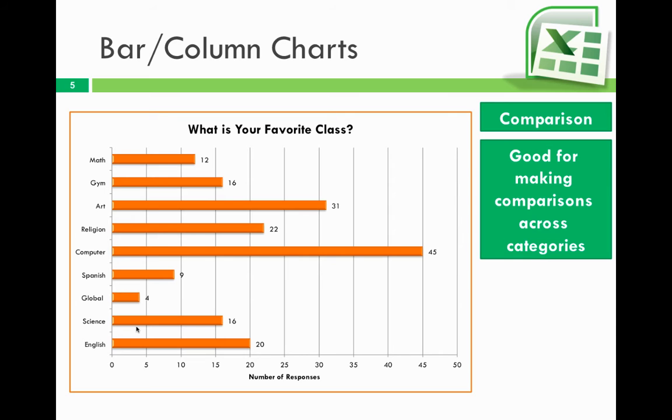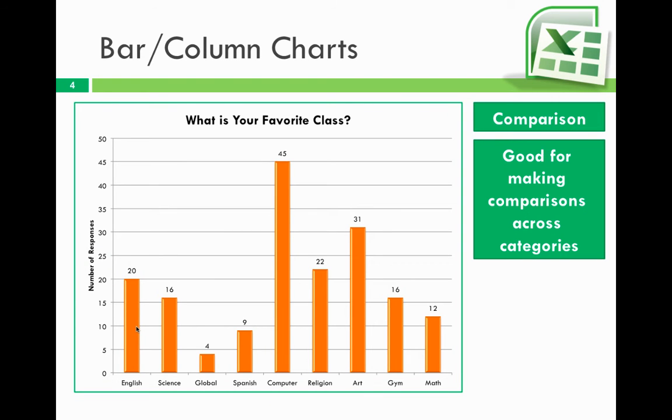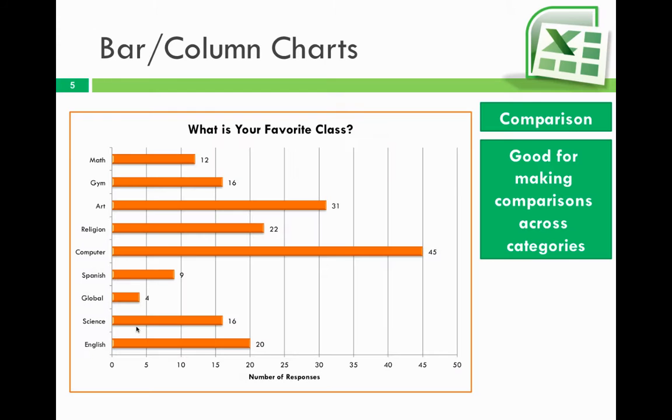So this chart here is really a comparison type of scenario, good for making comparisons across categories. Here we've maybe surveyed students and want to know their favorite class, and we've put all of the values on a chart, because maybe this is an easier way to see where the student responses were. So these are bar charts or column charts. In column charts, the columns of the information go vertically. In bar charts, they go horizontally. It really depends on your preference for how you want to display it.